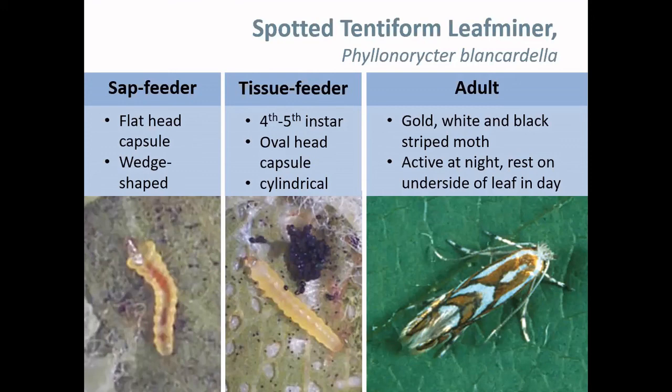There are a few life stages that you will see in the orchard. The larval stage is actually divided into two stages. The sap feeder stage has a flat head capsule and a quite wedge-shaped larval body, whereas the older instars are known as tissue feeders, and they have oval head capsules and are quite long and thin. You may see the adult fly away from rest on the leaf as you walk through the orchard, and this is a gold, white, and black banded moth.